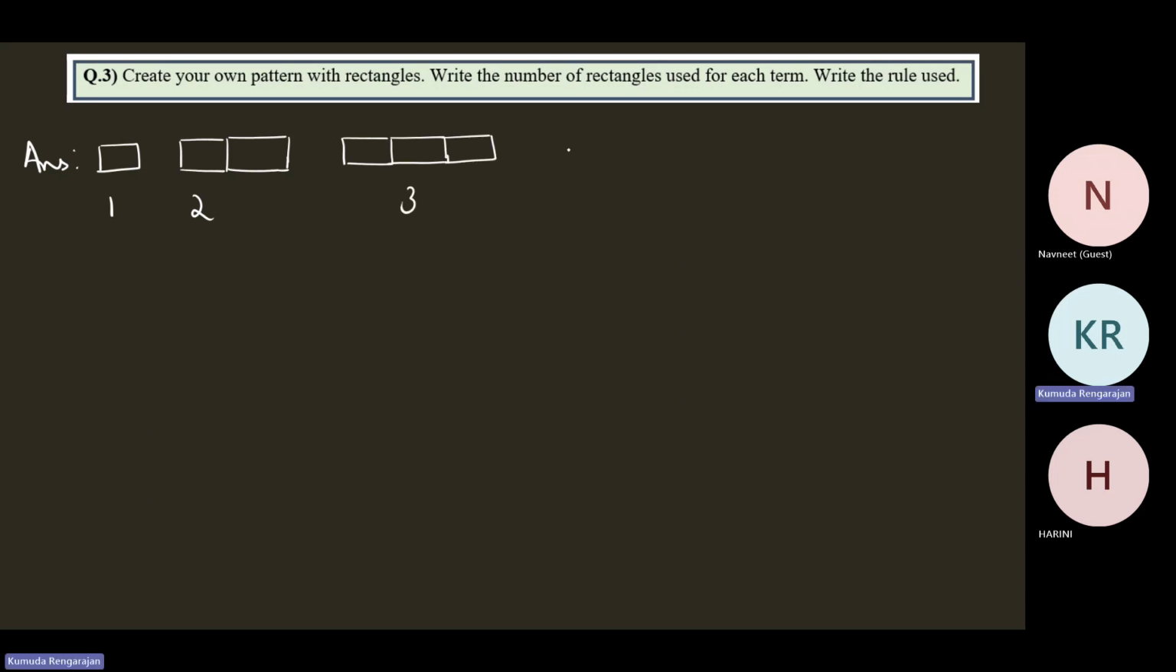So what will be the fourth term? Four rectangles. 1, 2, 3, 4. So create your own pattern using rectangles. We've used rectangles everywhere and we've created a pattern. Next question. Write the number of rectangles used for each term. I'll just write 1.